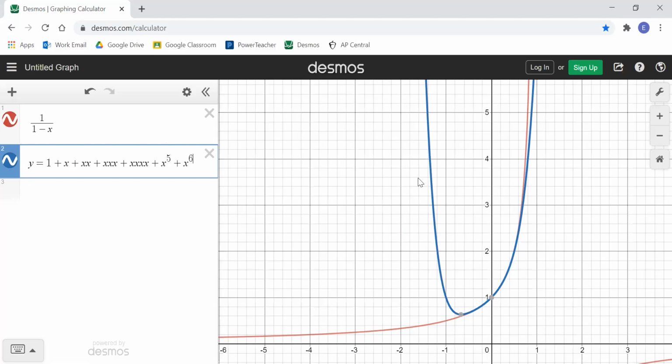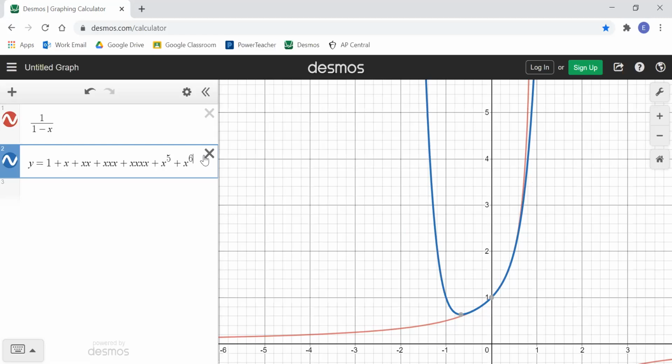It's very cool, that's right. What would happen if I were able to put an infinite number of terms here? Well, if I could put an infinite number of terms into Desmos, it should look exactly like 1 over 1 minus x everywhere between -1 and 1.